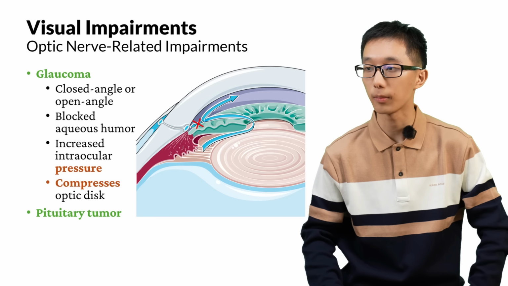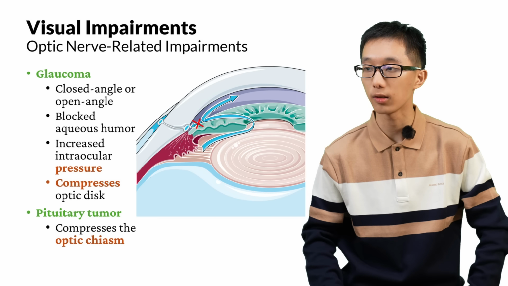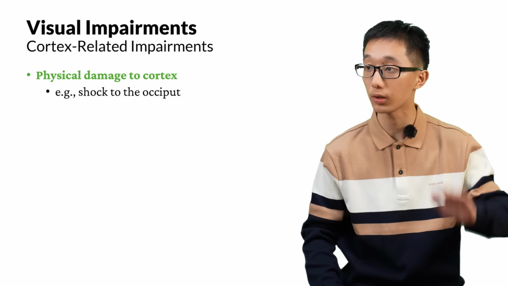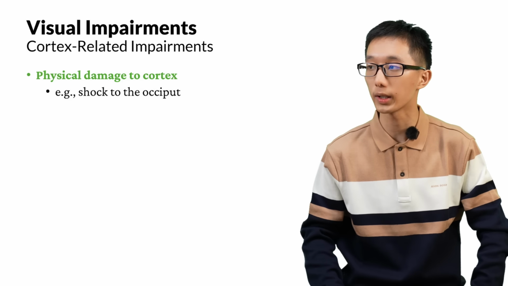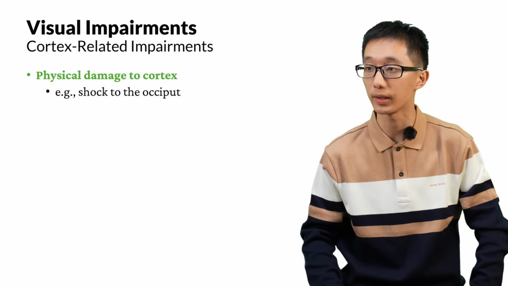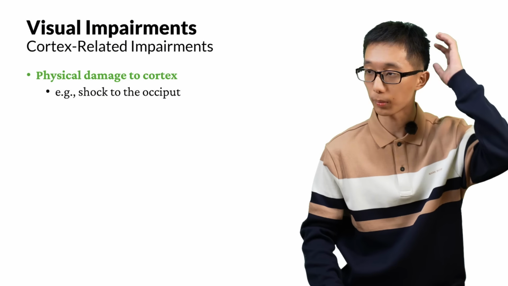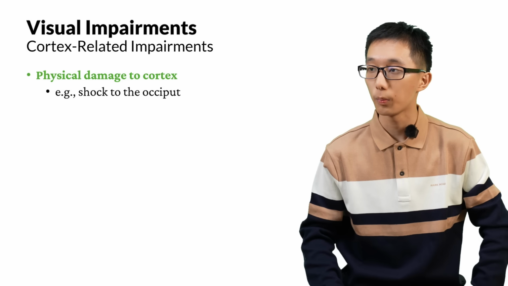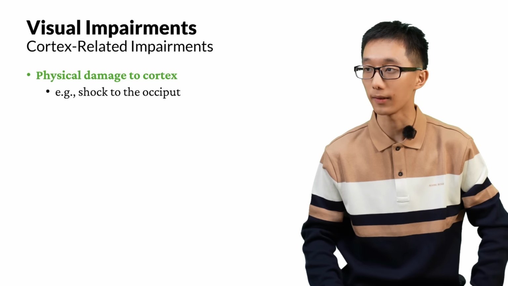Another optic nerve-related impairment is the pituitary tumor. The pituitary gland is very close to the optic chiasm. If the pituitary tumor grows too large, it will compress the optic chiasm and cause the axons to function abnormally. Cortex-related impairments. Physical damage to the cortex, for example, a shock to the occiput, to the back of your head, will of course hurt your cortex. There are also some higher-level cognitive cortex-related impairments. For example, if you have damage to the parietal lobe, sometimes you will have trouble recognizing half of your visual field. We will put them later when we talk about higher cognitive functions.